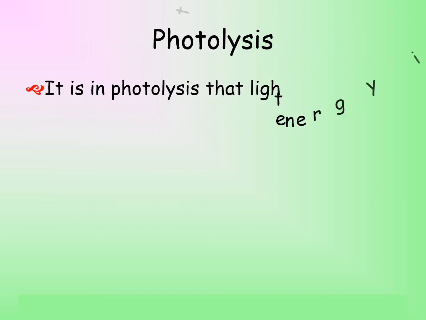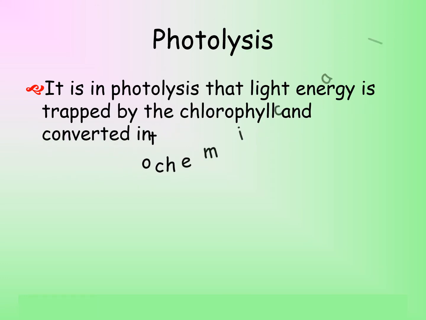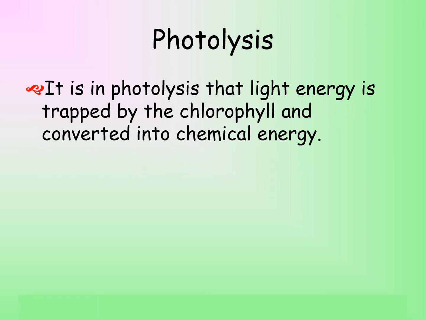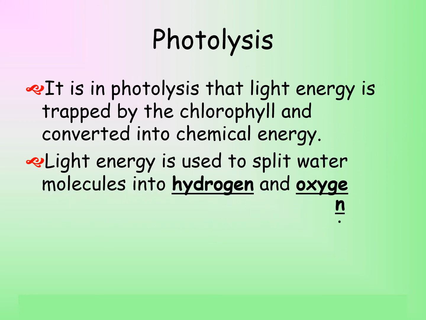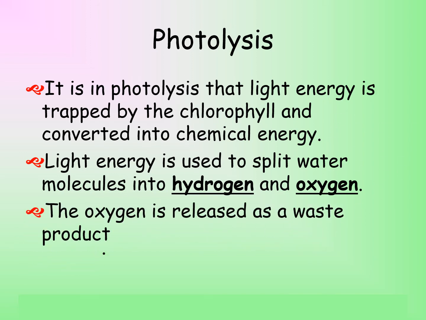Now, the word photolysis: photo means light, and lysis means to split. In this process, light energy is trapped by the chlorophyll, and it's then changed to chemical energy. So light energy is used to split water molecules into hydrogen and oxygen. Now, we've been talking about counting the oxygen bubbles. That's where they come from. That's a waste product.